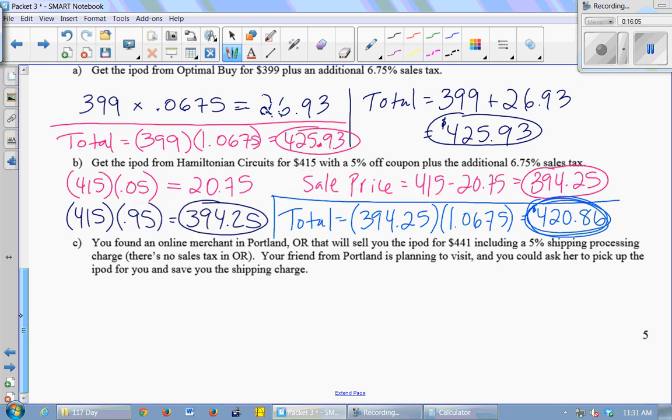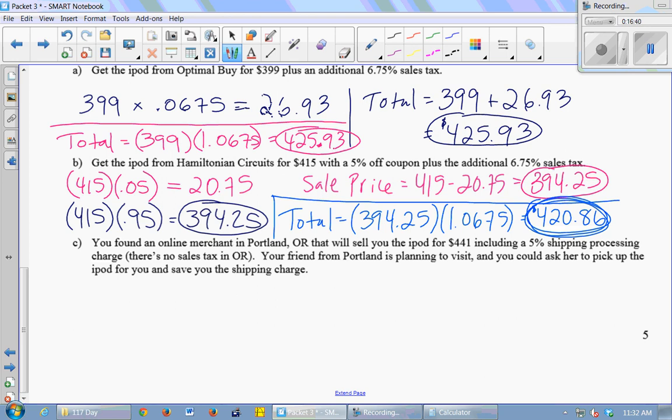Okay. Anyways, so for our last option, we have the online. This is like if you went on Amazon or eBay or something, and you found one for sale for $441 that includes shipping, right? There's no sales tax, so we don't have to worry about sales tax. But 441 is clearly higher than either of my other two options, so I'm not going to pay that, right? But if I can get someone to pick it up for me so I don't have to pay shipping, I wonder how much it would be.